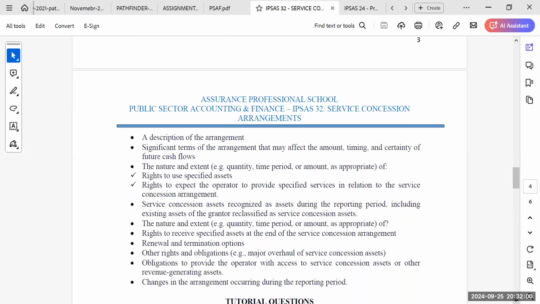The description of the arrangement. Significant terms of the arrangement that may affect the amount, timing, and certainty of future cash flows. The nature and extent. Example.